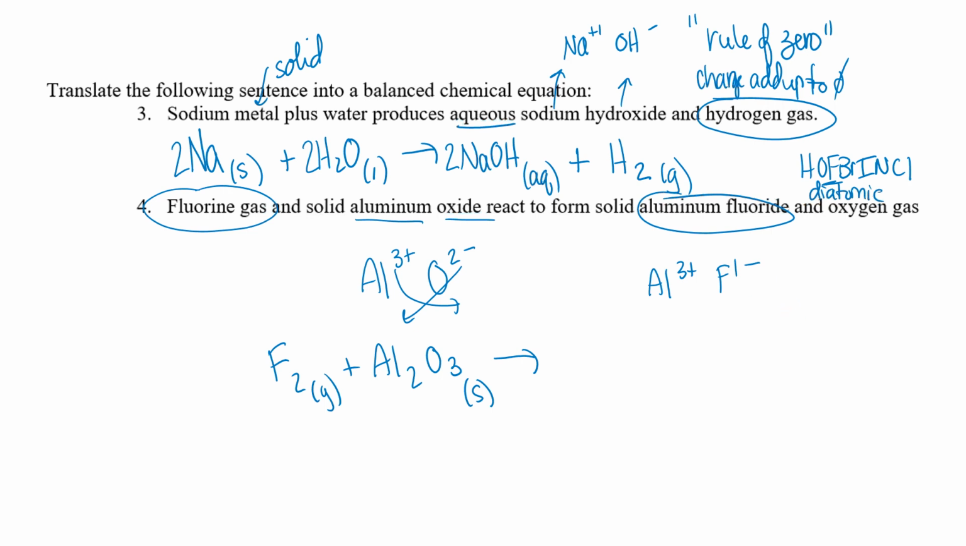If you remember, we talked about the rule of 0. If these charges do not add up to 0, like +3 and -1, that does not add up to 0. That's when we want to do this crisscross method here. If they add up to 0, then just don't use any subscripts. If they don't add up to 0, then we want to do our crisscross method here. So this becomes AlF3. It is also a solid, and then oxygen gas is part of the Hofbrinkel, so that's going to be O2.